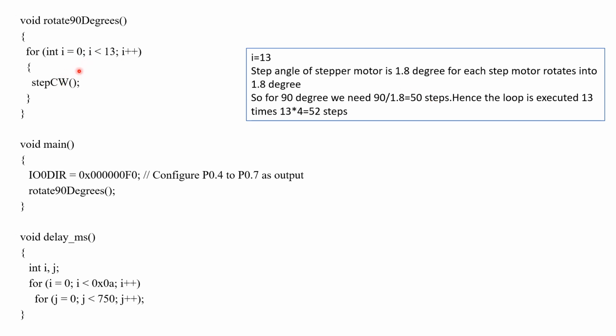In the step clockwise loop we have 4 data: 9, 5, 6, A. When we give 9 as data, the motor will take a single step. When you give 5 as data, it will take another single step. Like that, whenever the 4 data are executed, it will take 4 steps, right? So that is the step clockwise loop.